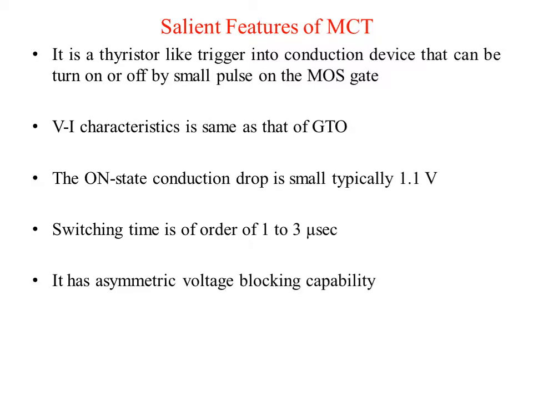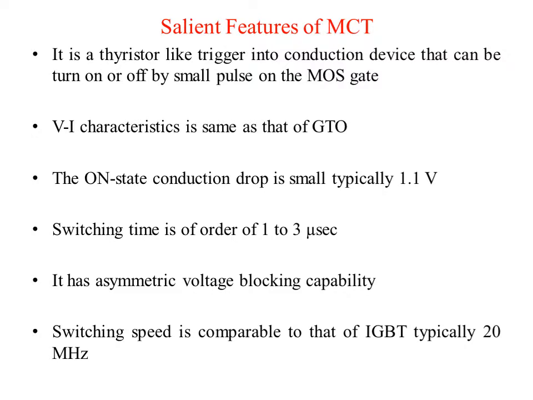It has asymmetric voltage blocking capability. So asymmetric voltage blocking capability means it can block the voltage only in one direction. It cannot block the voltage in both directions. So these are the salient features of MOS controlled thyristor. Switching speed is comparable to that of IGBT, typically 20 megahertz. So these are a few of the salient features of MOS controlled thyristor.